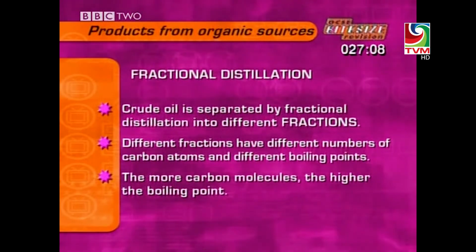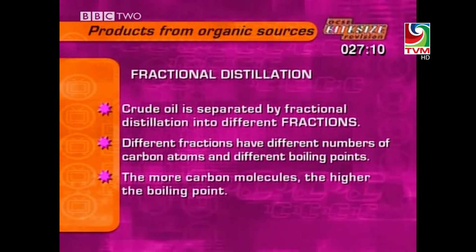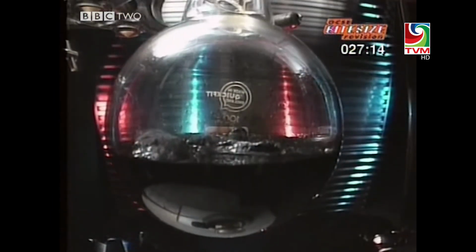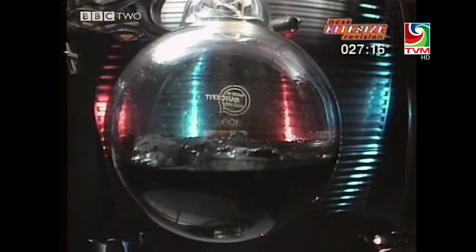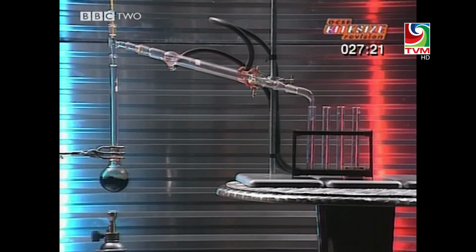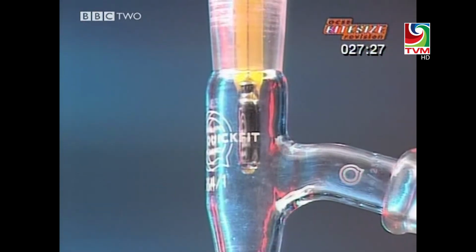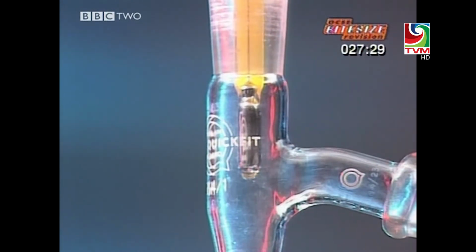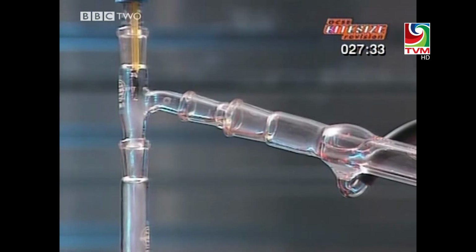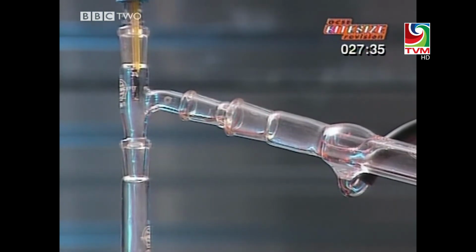Here's a laboratory demonstration of how fractional distillation works. Crude oil is a liquid. Many hundreds of solids and gases are dissolved in it. When it's heated, vapours are produced which rise up the glass tube and along the connecting tube to the right. The temperature of this vapour is 68 degrees Celsius and steadies there for a few minutes while it's being produced.